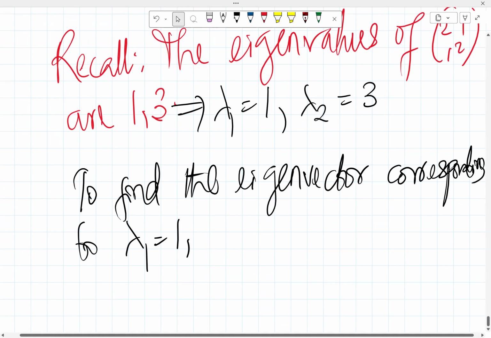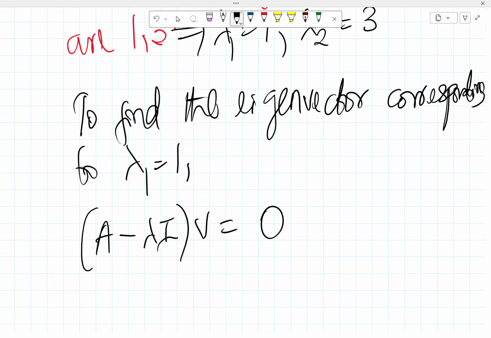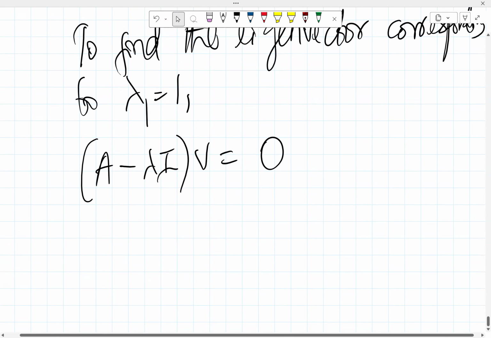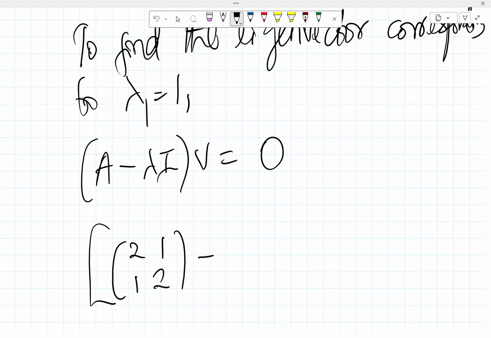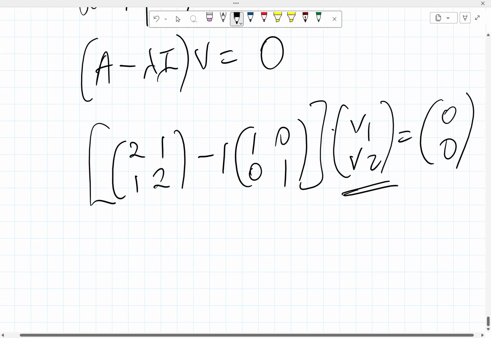So to find the eigenvector corresponding to lambda 1 equals 1, we are looking for A minus lambda I, multiplied by v, to be 0. So A is 2, 1, 1, 2, minus lambda, which is now 1, into I, which is 1, 0, 0, 1, multiplied by v. This v can be v1, v2, and that equals the zero vector 0, 0. So we are looking for this v1, v2.